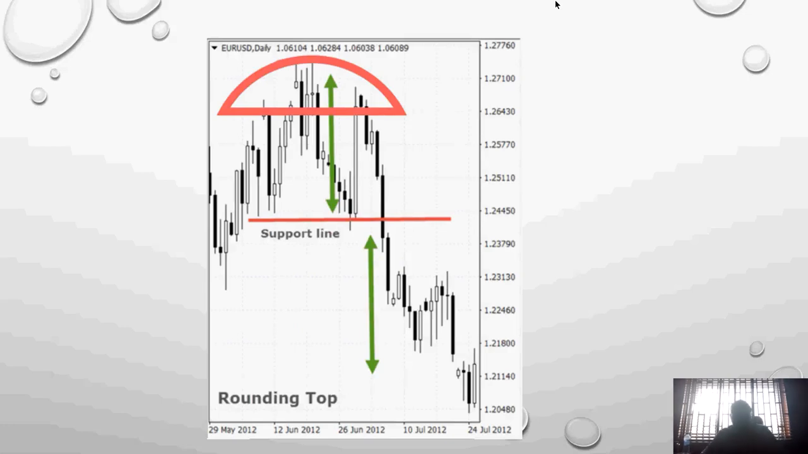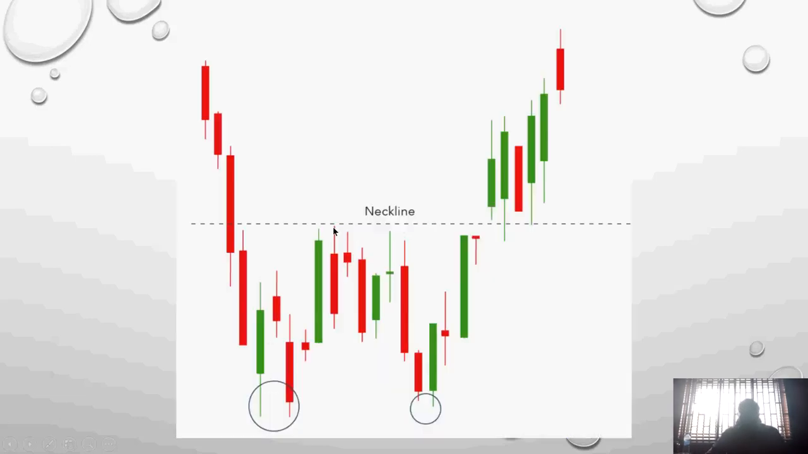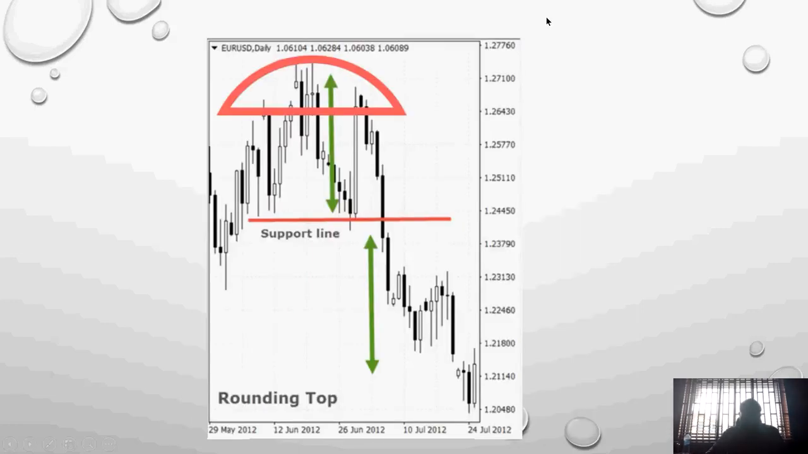Okay, so this one is called the rounding top. It does not look like a double top, and it doesn't look like head and shoulders, but it is rounding like this. So when you see it, put your support line here. When the price breaks the support line, you are looking to enter the market, and your target level is from the high of that rounding top to the support line. And the same way for this one, your first profit level is from this low to the neckline. That's what you're targeting from here to the upside.